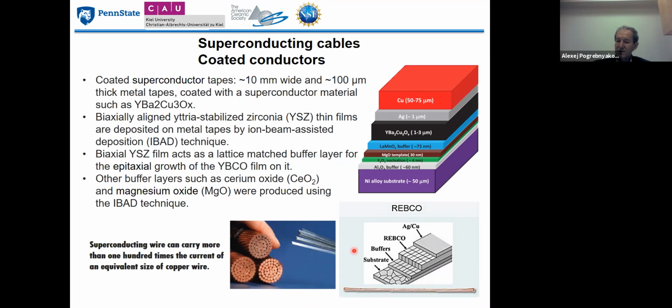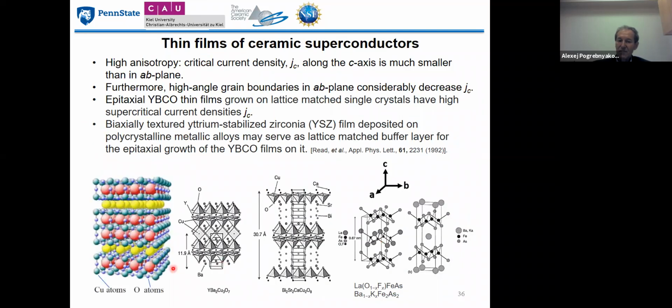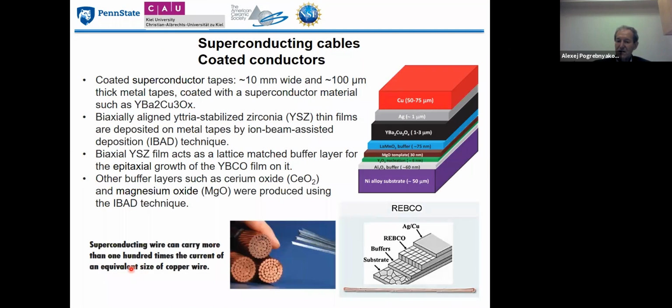But because these are ceramic materials, they require some texturing. One cannot deposit high temperature superconductors directly on a flexible metallic substrate. One has to deposit first buffers, or maybe multiple buffers, on top of which we can epitaxially grow a layer of high temperature superconductors.